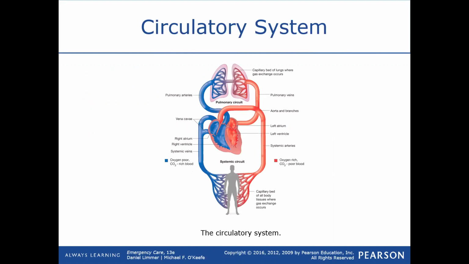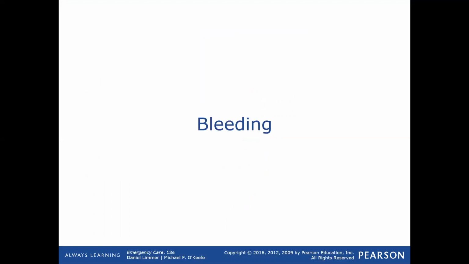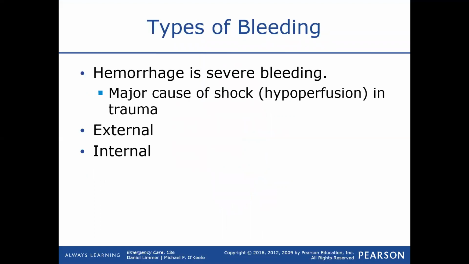Here's a picture of how things flow. You can see the left and right atrium of the heart, and the ventricles. The main components of the circulatory system: we have our heart, we have our blood vessels, which are our arteries, capillaries, and veins, and then we have our blood.